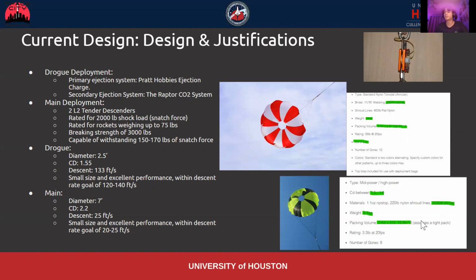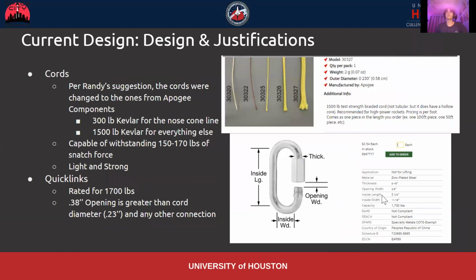This one includes a 1,000 pound swivel, which is more than okay as well, because I think our snatch force for the drogue is like 80 pounds. And then you can see the weight here, the packing volume kind of doesn't matter as much, but it's here anyways. And then let's move on here.